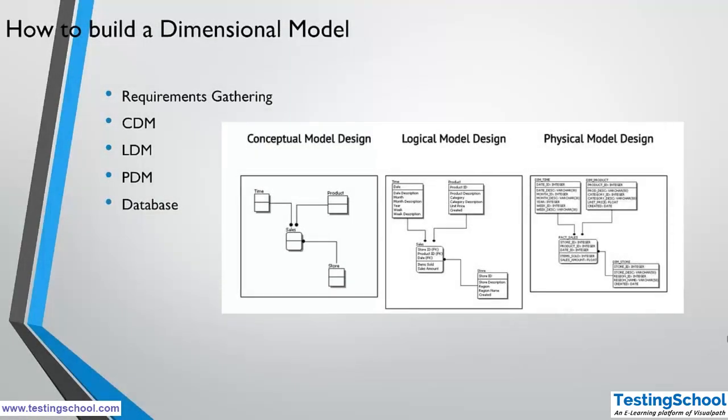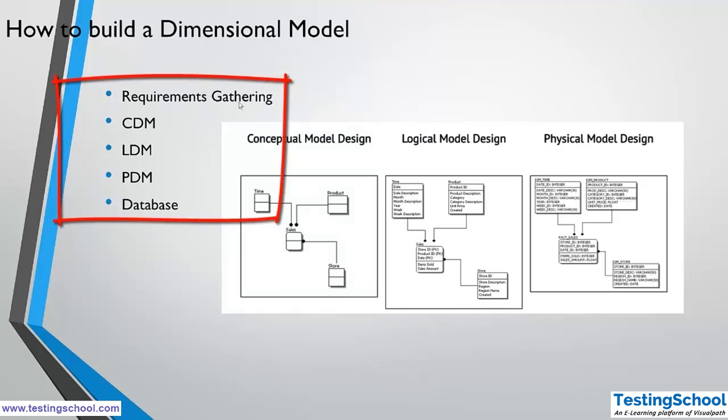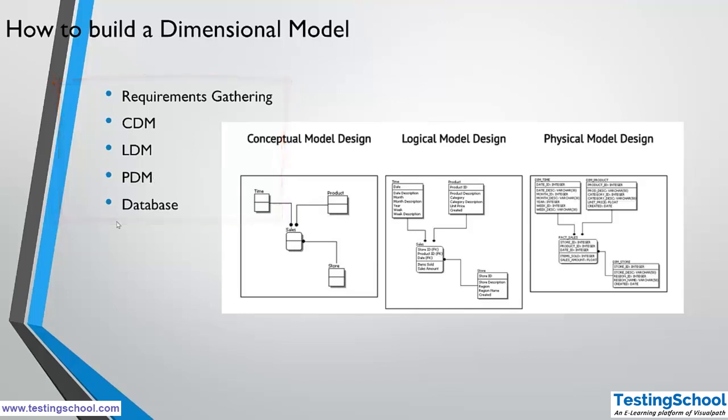In this section, we'll see the different phases we need to build a better dimensional model. Okay, as you can see on the left side of the screen, you have requirement gathering, which is the first phase, and then the conceptual data model, logical data model, or the physical data model, and finally the database.